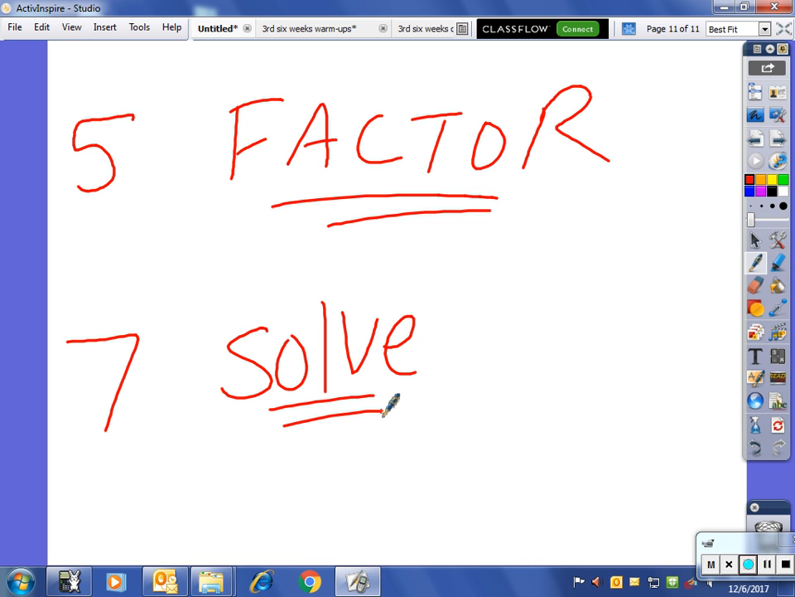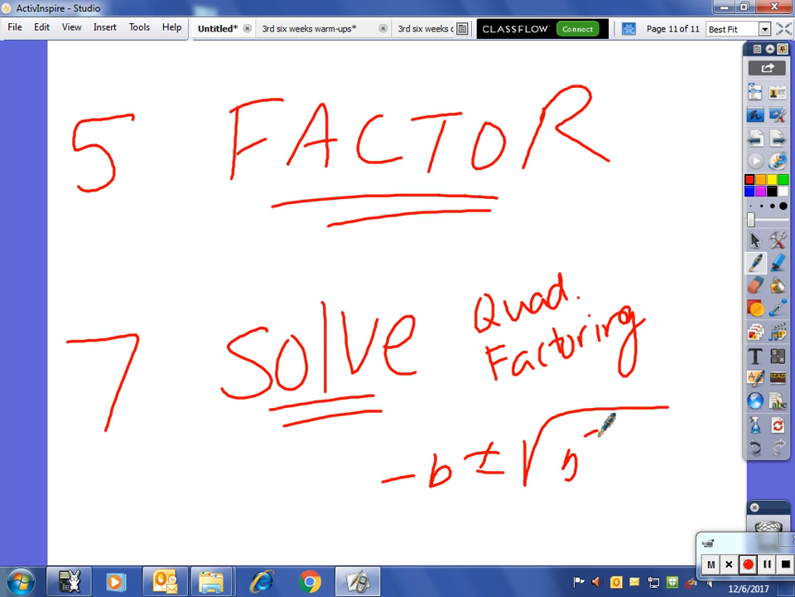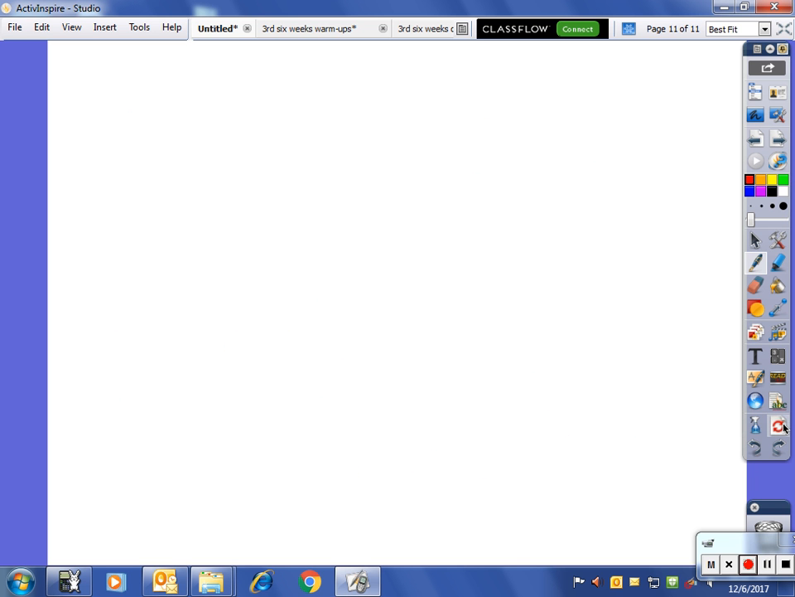Now, I've had several kids ask me, am I going to make you do quadratic formula, or am I going to let you solve by factoring? And the answer is, I don't care. Whichever way works for you, you pick your favorite way. Quadratic formula is the opposite of b plus or minus the square root of b squared minus 4ac. And the factoring is where you break it apart into 2 parentheses. Now, I do have some review problems for you.